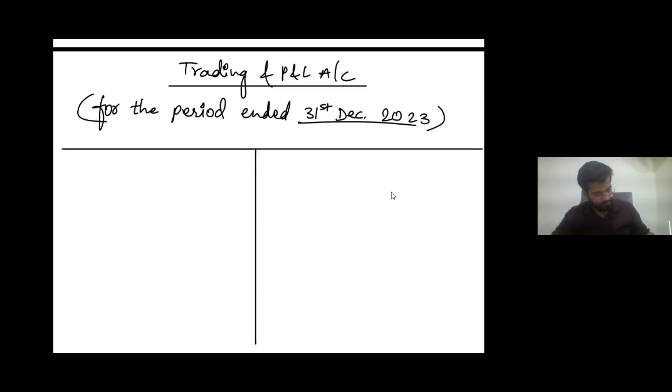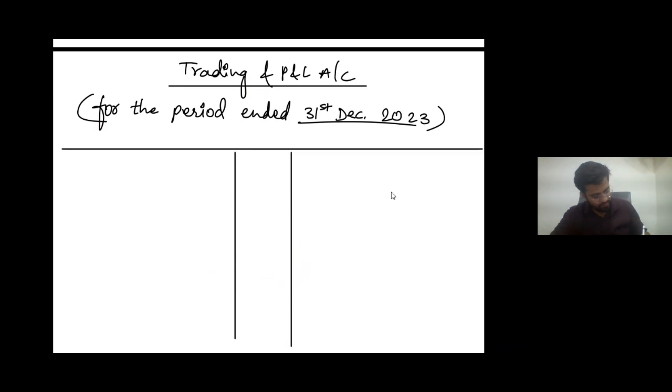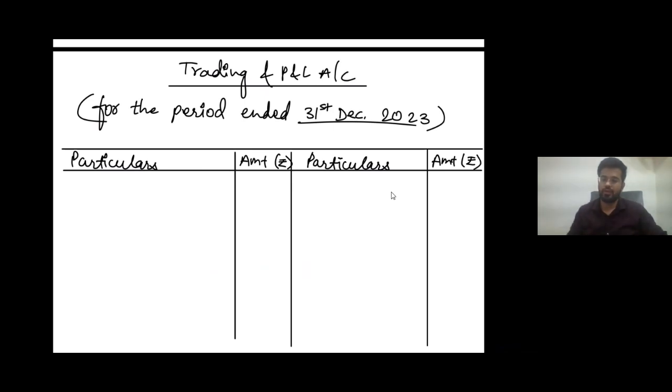Here you will have again the same debit side as well as your credit side. You will have debit side and credit side. First line is for your headings. It would be particulars, and then you have the amount in rupees. Then the same thing, particulars and amount in rupees.